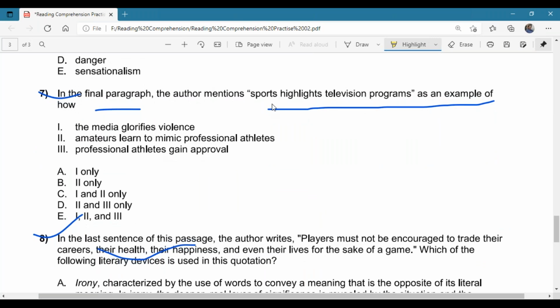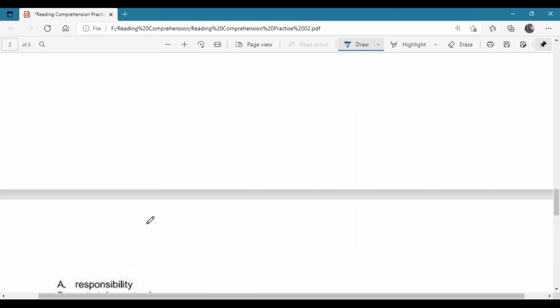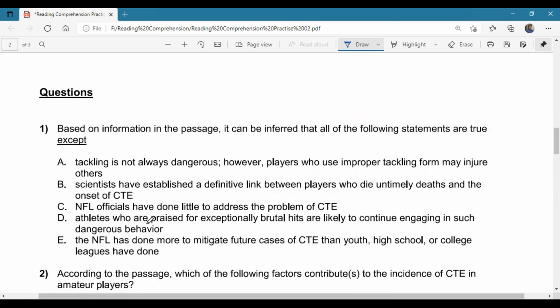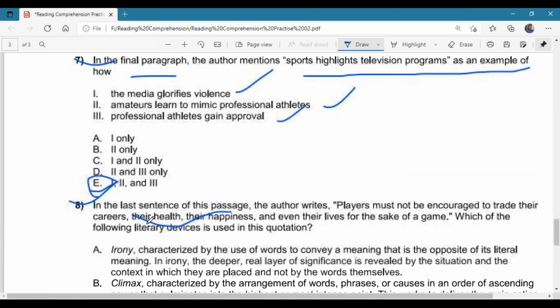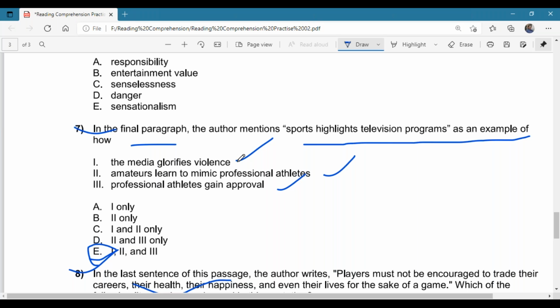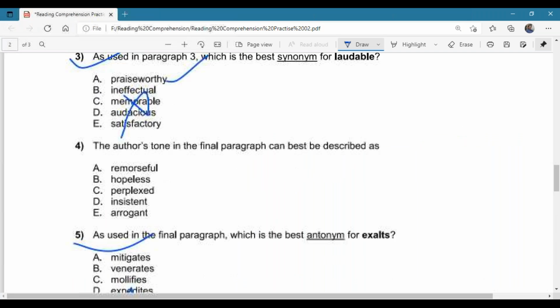In the final paragraph, the author mentions sports highlights television programs as an example of how the media glorifies violence, amateurs learn to mimic professional athletes, and professional athletes gain approval. All these three are correct. Option is E. Why? I'll show you here. Because all answers are in the last paragraph. Remember these three lines. See?